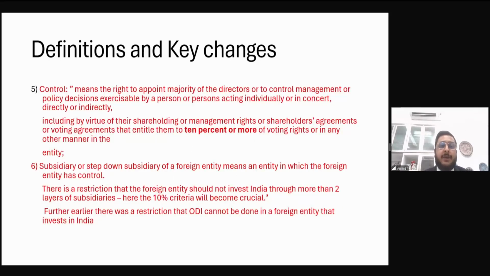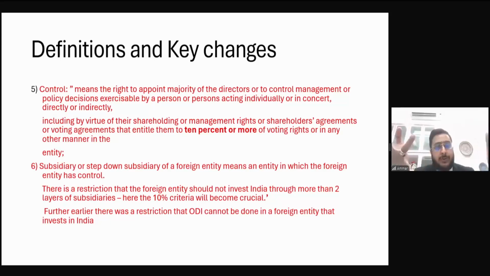The definition of control has undergone a big change, and this becomes crucial when you are making the ODI. It is also crucial when we are doing an APR, as we will discuss. Now, control. Normally, when we say a company has control over another company, our understanding as per the Companies Act is, first of all, that it has 51% or more shares in that other company. Or it has the right to appoint a majority of directors, or it can control the management or policy decisions.